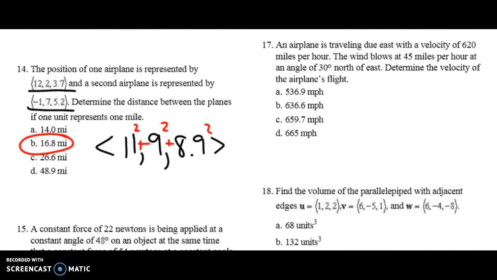Number 17, an airplane is traveling due east with a velocity of 620 miles per hour. The wind blows at 45 miles per hour at an angle of 30 degrees north of east. Determine the velocity of the airplane's flight.